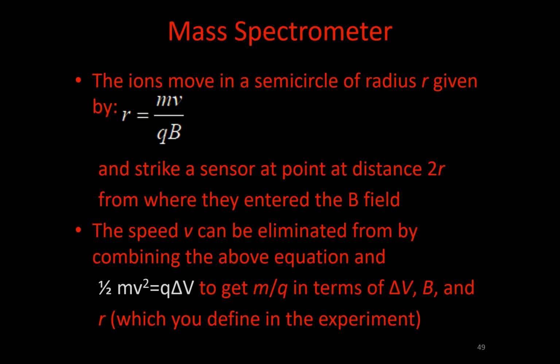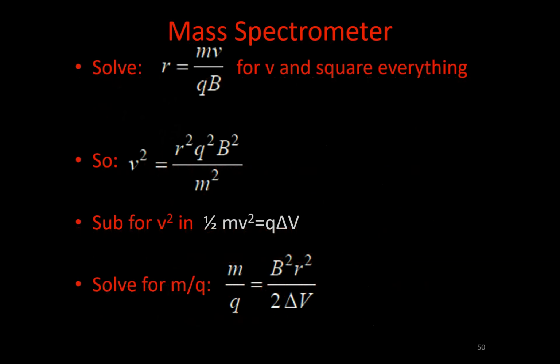So in terms of the mass spectrometer, the ions will wind up moving in a semicircle of some radius, which will be mv over qB. They'll strike some sensor, and then you can figure out what the mass of that particular object was. So essentially you'll have an m over q ratio.